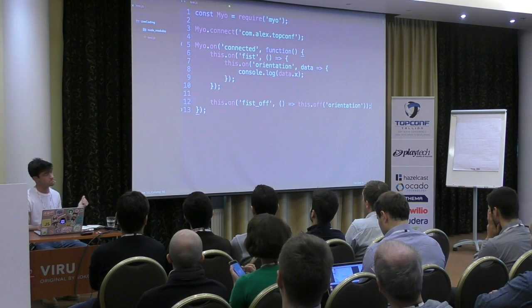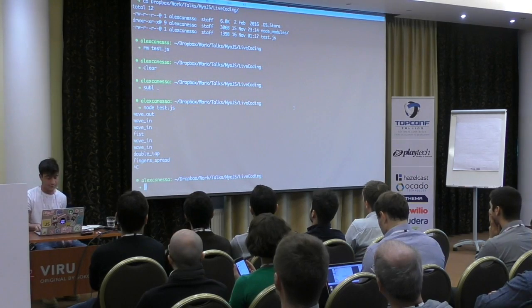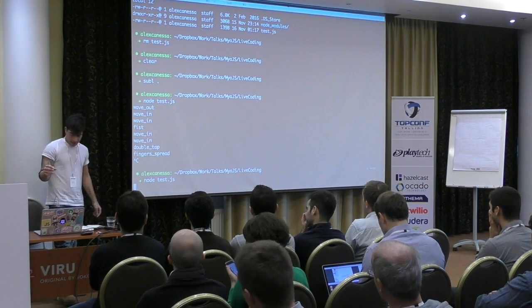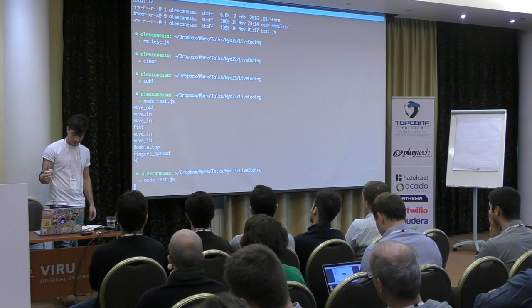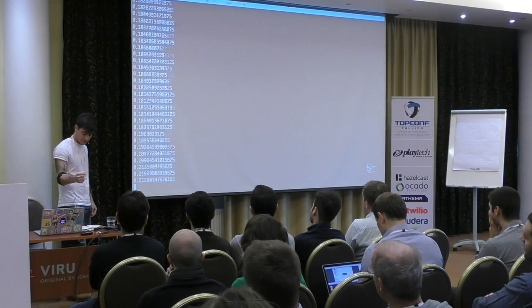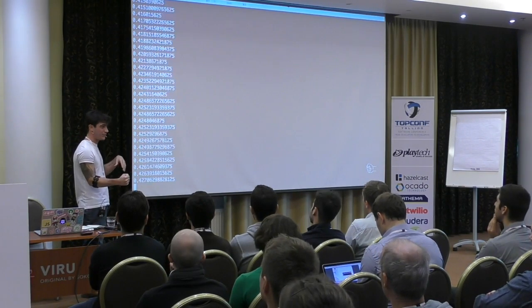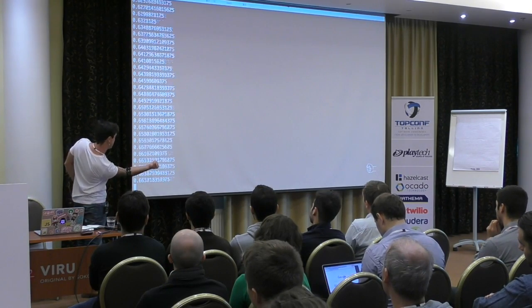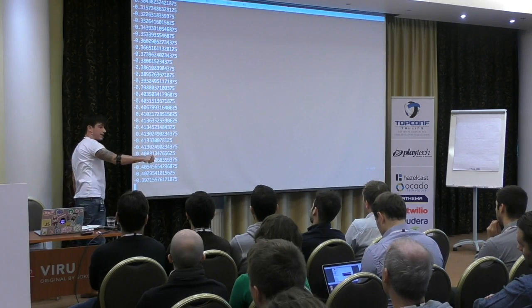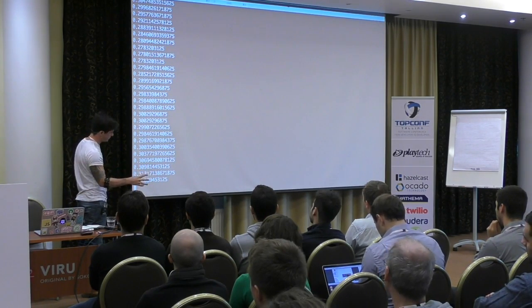Is it clear? So let's see if it works. Unlock the application. Perform fist. Now, while I'm keeping it, because on fist off I remove the orientation listener, it's getting the rotation of my arm. You can see it's pretty sensitive and pretty accurate. Fist off, stop. Then I lock again.